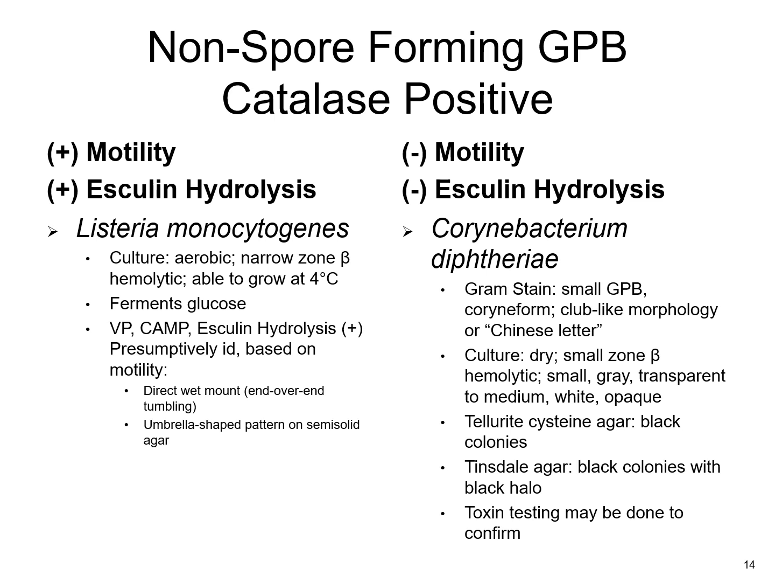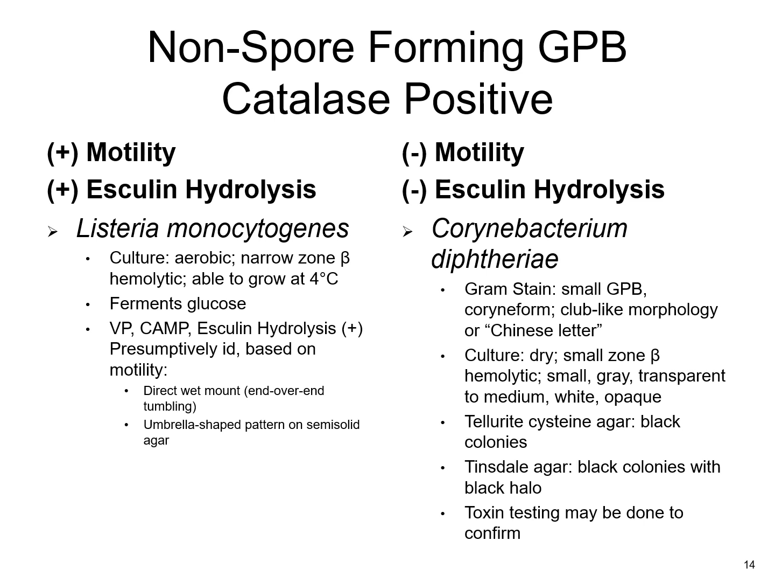Or if you were to use a solid agar, once you stab that agar, you would get an umbrella shape at the top of it with that growth pattern, as that organism is motile and able to spread out through that agar. With your negative motility and your esculin hydrolysis negative, we're looking at Corynebacterium diphtheriae.